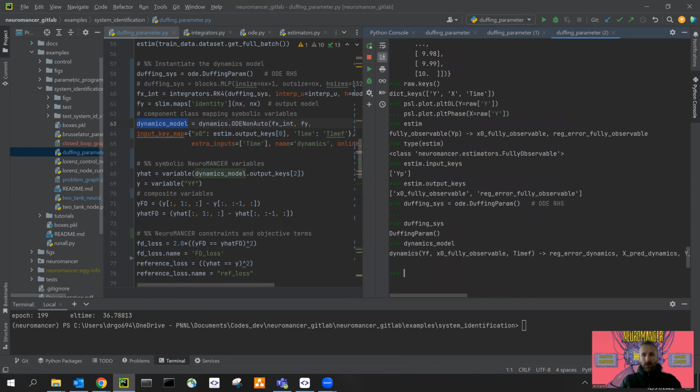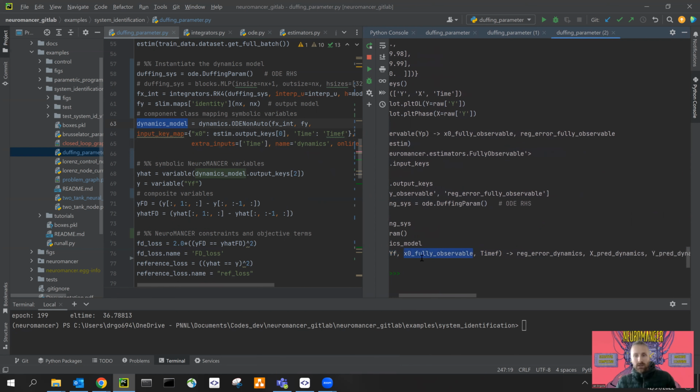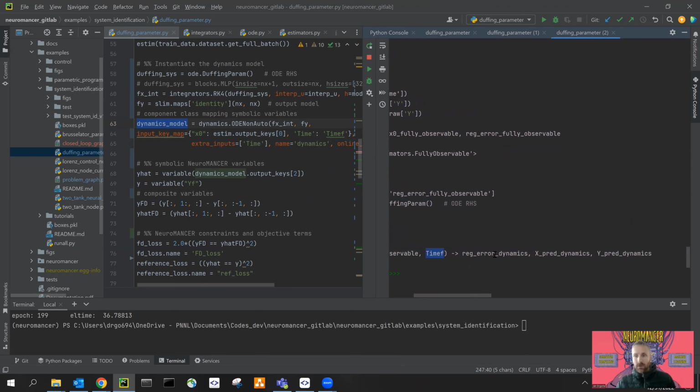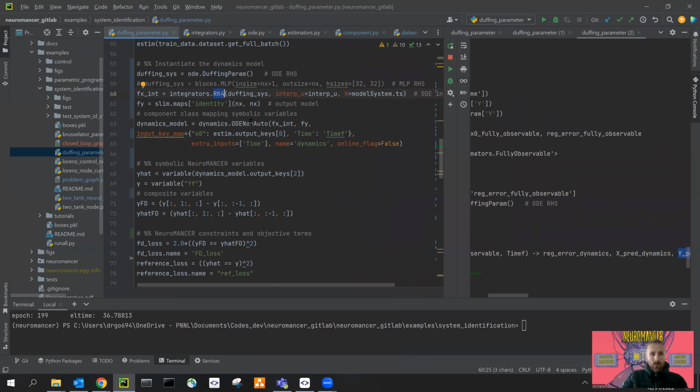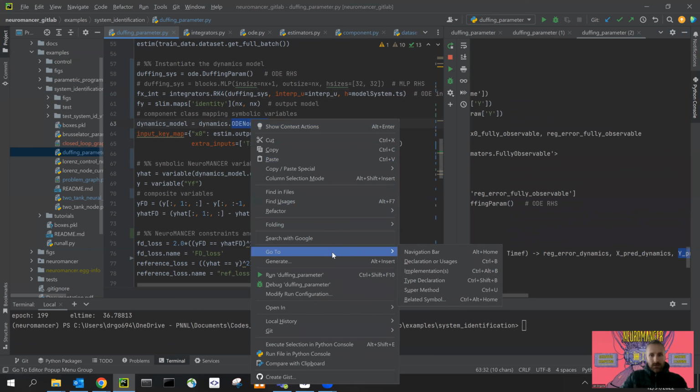If you show the dynamics model, it will give you a representation of what it's actually doing. It expects future trajectories of y, it expects initial conditions, future time steps, and it will return some regularization error of the class, the predictions of the latent space, and predictions of the outputs based on this Duffing equation that is solved with Runge-Kutta 4.